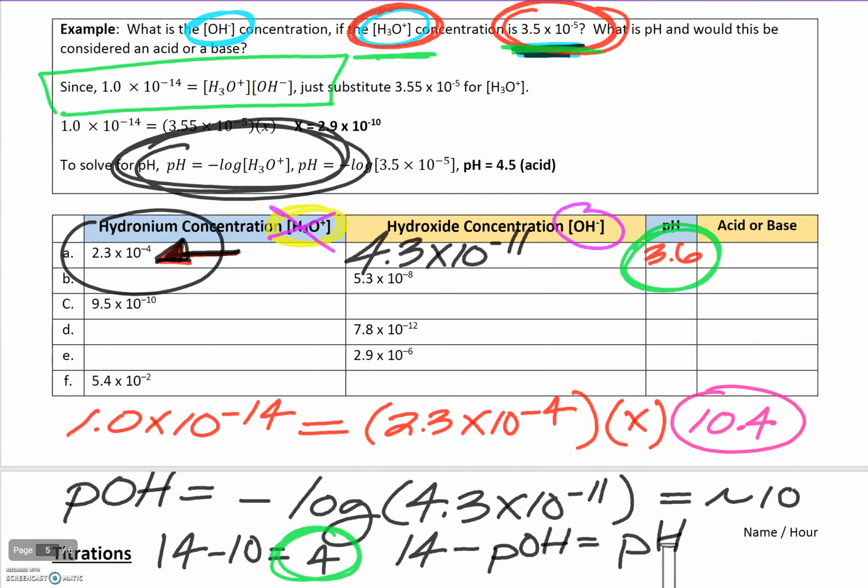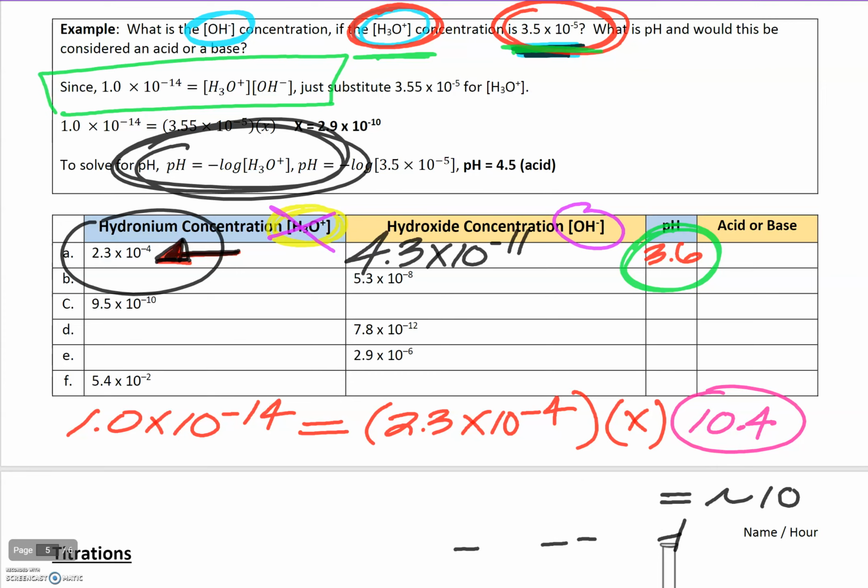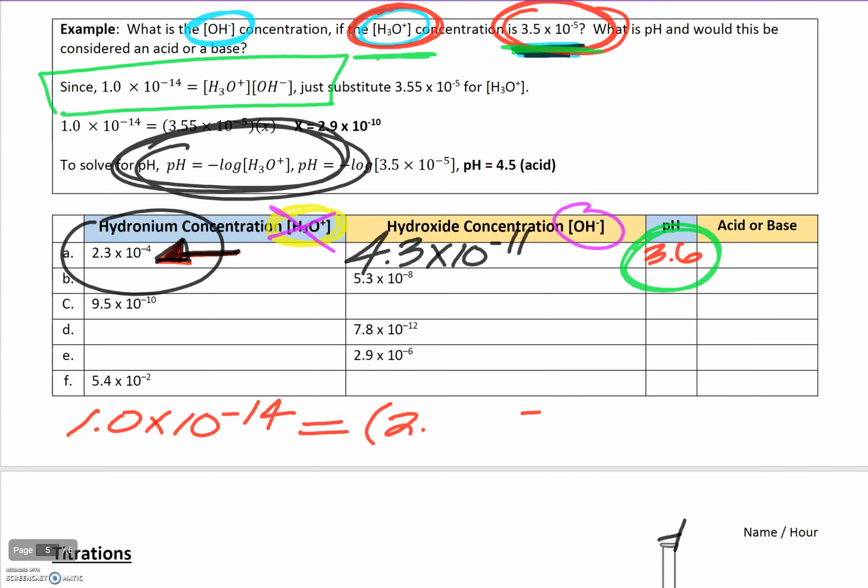Well, if you take 14 minus 10.4, you're going to get the 3.6. So just another way to do it. It's way more steps because you got to do the 14 minus, but you can find pOH and then take 14 minus that value, and it will give you pH. So these things are all going to kind of work together.